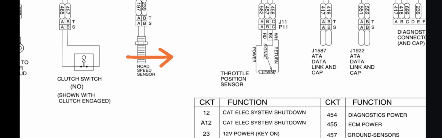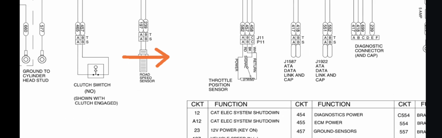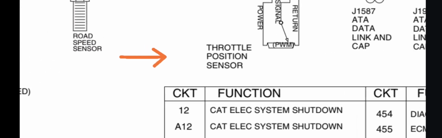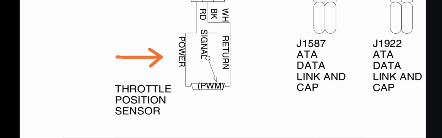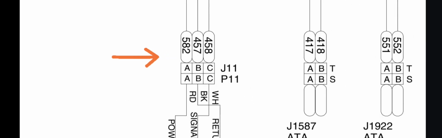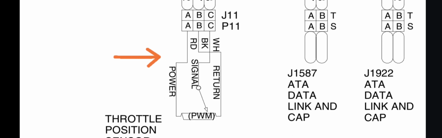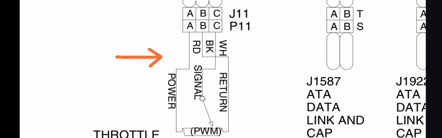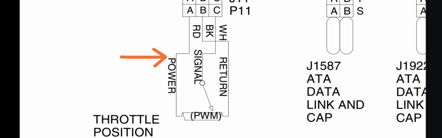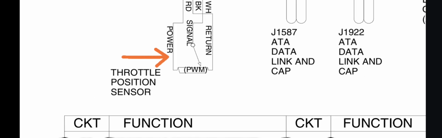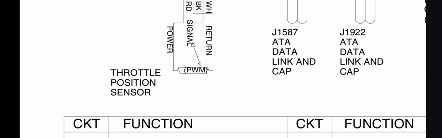Okay, this is working like a throttle position sensor. Understand? When you press the pedal, the engine accelerates and decelerates from these pins. Okay, you can find the throttle position sensor. As you can see, we have a throttle position sensor. 3 pins are coming from the ECM: pin 48, pin 57, pin 82, A B C, and then white, white and black, and red, 3 wires, return signal and power. Okay, this is our throttle position sensor.